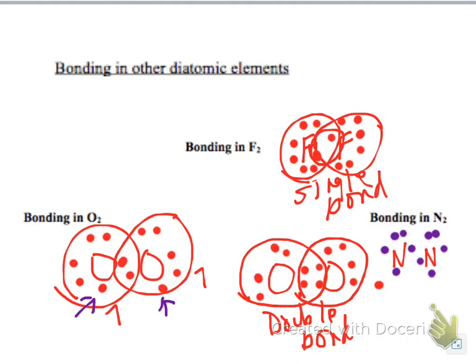When I have nitrogen, each nitrogen has 5 valence electrons, and you can tell if I look at the overlap that it's not going to be enough, but even if I put 4 electrons in the center, then each only will have 2, 4, 6, 7. So I need to take the other lone electrons and move them in, and I end up with a triple bond where 6 electrons are being shared.